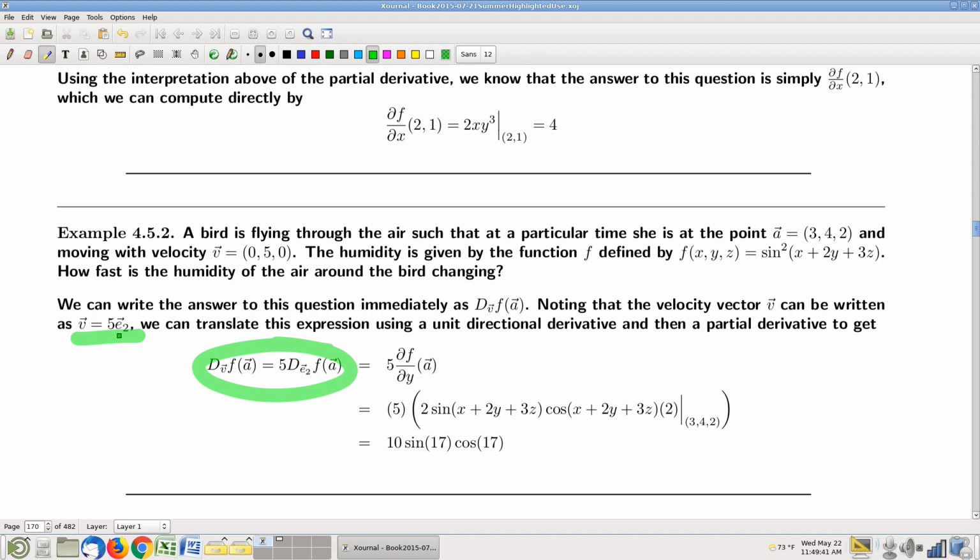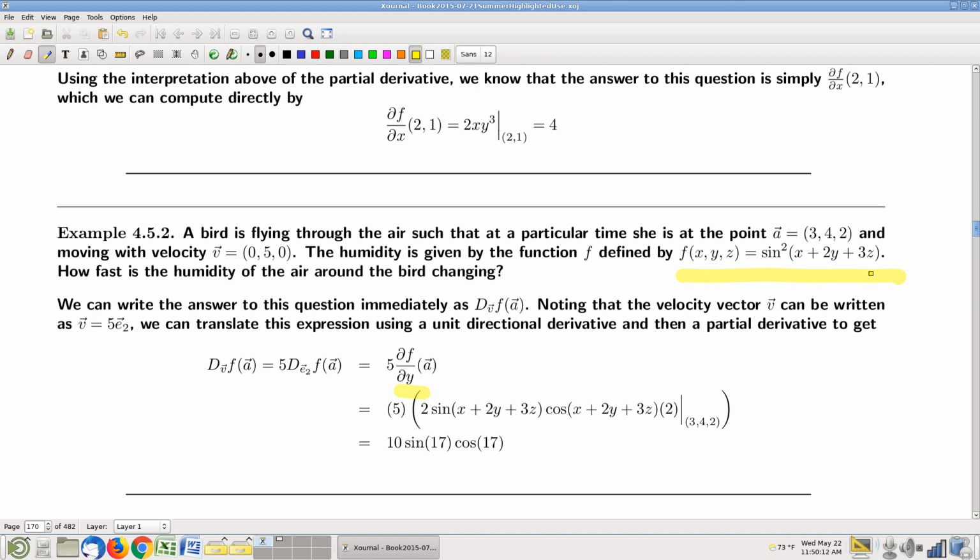So let's do that. Let's take advantage of the fact that it's a unit directional derivative. Then we further capitalize on the fact that not only is this unit vector relatively easy to deal with, but it is a standard basis vector, and therefore I can rewrite the unit directional derivative as a partial derivative. And at that point, again, it's all over but the details. You just have to take a derivative with respect to y of that expression.